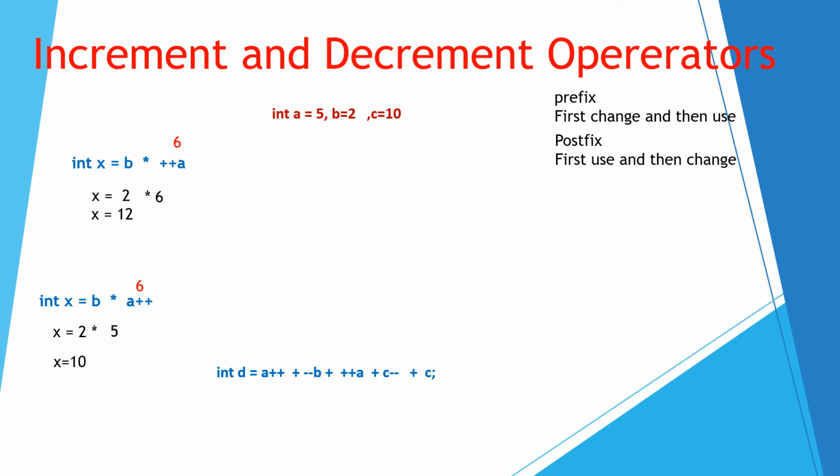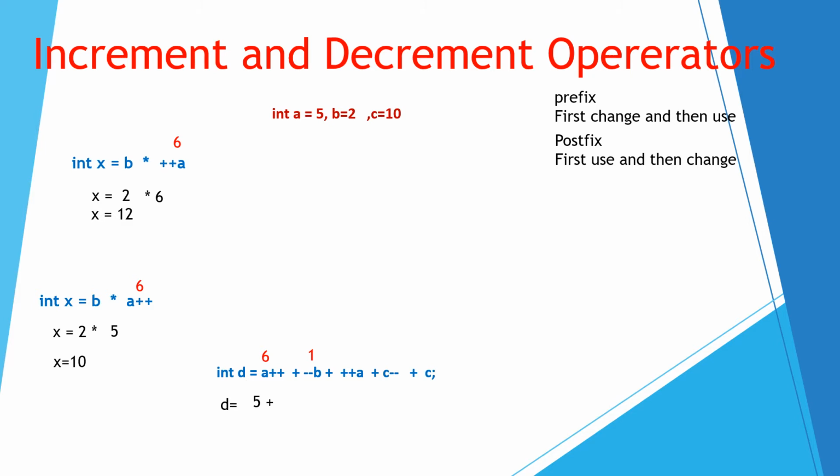Some more examples we can see. d = a++ + --b + ++a + c-- + ++c. So line by line we can go. We can say d = a++. A's value is 5. So first use it, that means here it is postfix. So first use 5 and after that a's value will change to 6. And then --b, it is prefix. That means first you will change. That means b is 2, b will become b - 1.